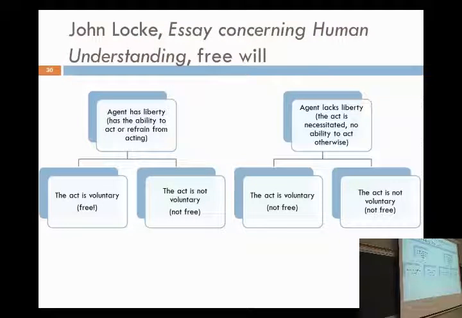Here's the way I think about this issue for Locke. You can think about it when you combine. So in the top division is the difference between liberty and necessity. When an agent has liberty, that agent has the ability to act or refrain from acting. This would be somebody who's in the room and the room is not locked. They are able to stay in the room and they're able to leave the room. On the right-hand side, I have it where the agent lacks liberty. So this would be a case where the agent is in a locked room. There's no other choice they could make.